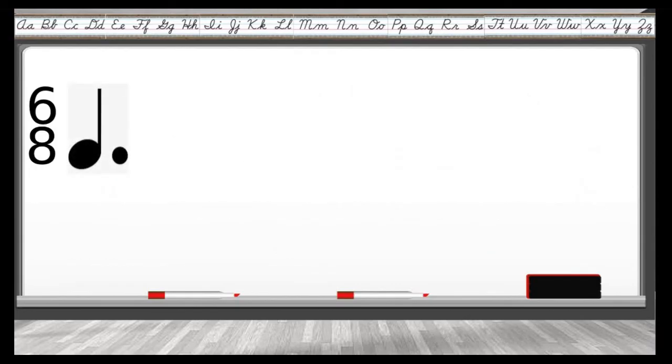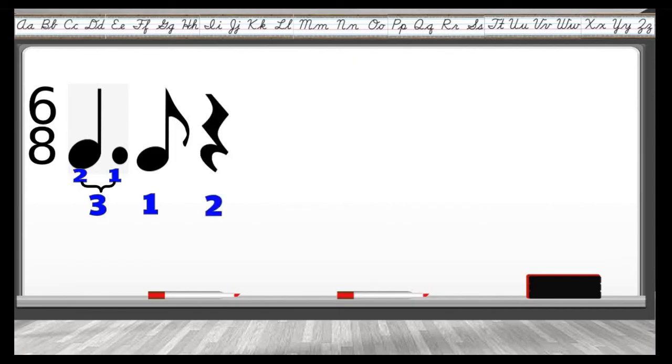For the first measure, let us have a dotted quarter note. Remember, the value of the dot is half of the value of the note or rest before it. A quarter note has 2 beats. The half of 2 is 1. 2 plus 1 is equal to 3. We need 3 more beats to have a total of 6 beats. Let's add an eighth note and a quarter rest.